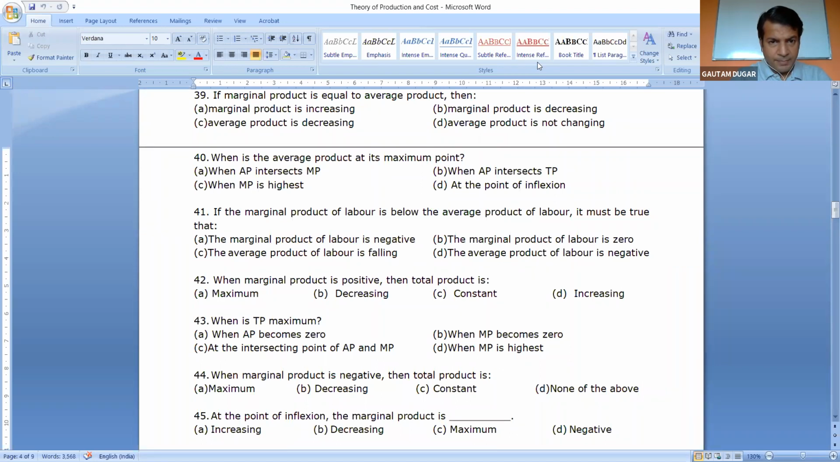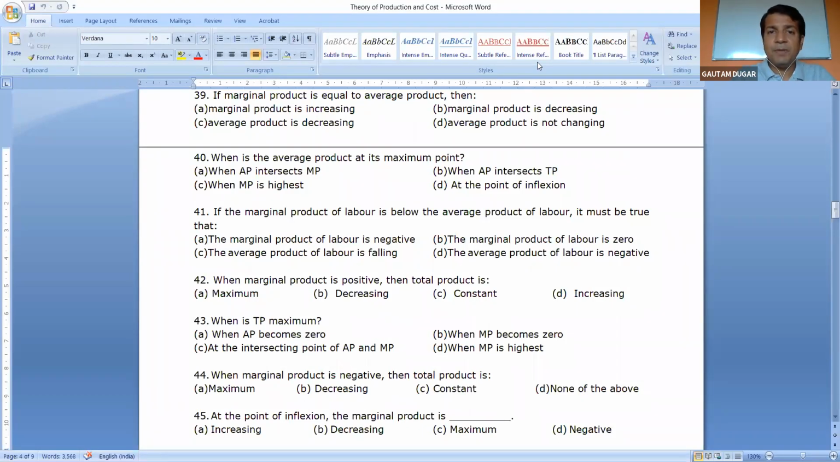41. If the marginal product is below the average product of labor, it must be true that... the answer is C. Average product of labor is falling. It's not negative. Priya Kumari, you said the answer is MP is negative. That's wrong, because the question says MP is below AP. MP is negative only in the third stage, not before that. So A cannot be the answer. C is the answer: the average product is falling.